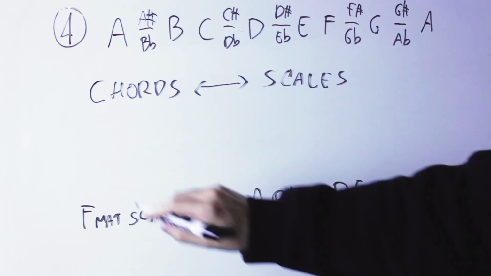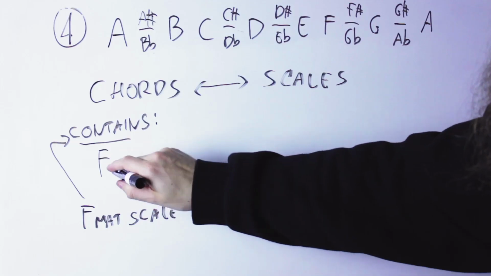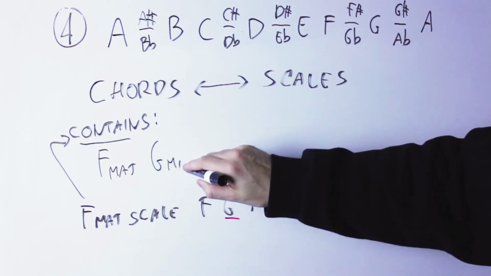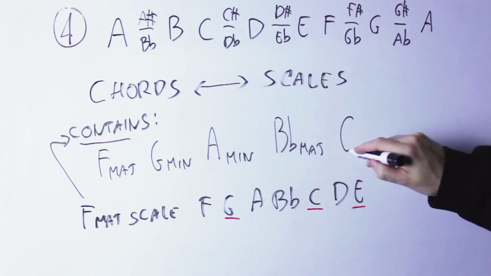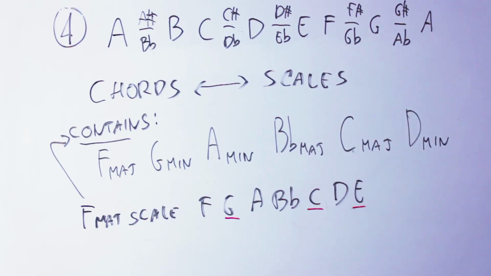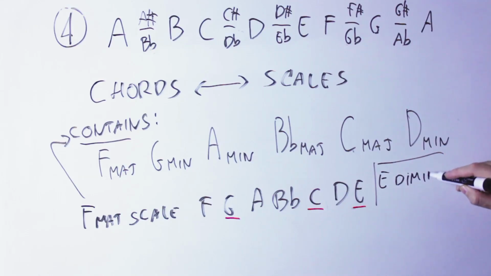Not only that, but the F major scale contains more than the C chord. Specifically, the F major scale contains the F major chord, the G minor chord, the A minor chord, the B flat major chord, the C major chord, and the D minor chord. There will be another triad in the F major scale called the E diminished triad, but we are not going to cover this in this video.